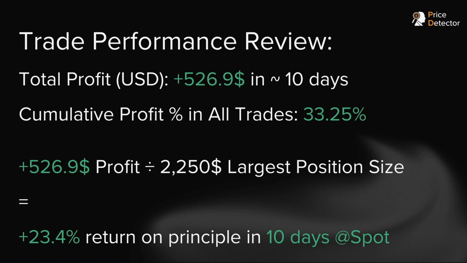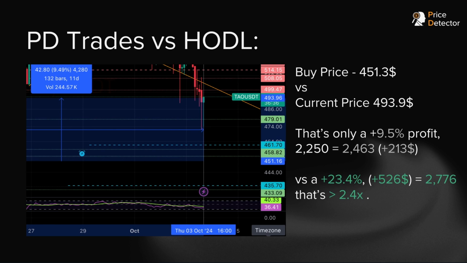Only at spot. Imagine if you had a larger position. Let's do a quick comparison between PD trades versus HODL. Our first buy price was around 451.3 versus a current price of 593.9. That's only 9.5% if you just held, versus our 23.4% and $526. That's more than a 2.4x versus this 9.5% performance. So especially powerful when markets are chopping sideways and on a downtrend. So you really need to utilize our strategy.